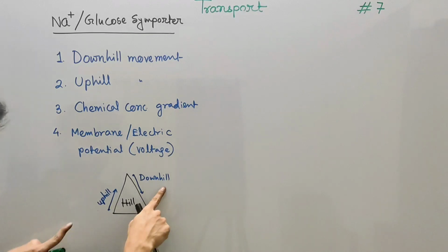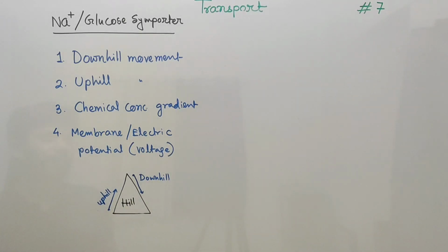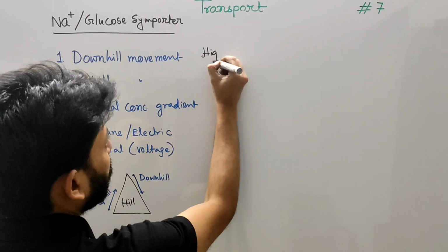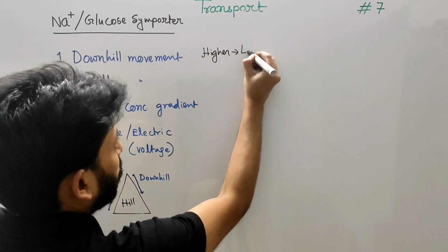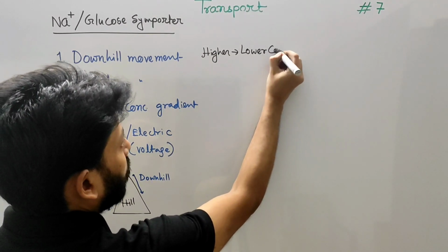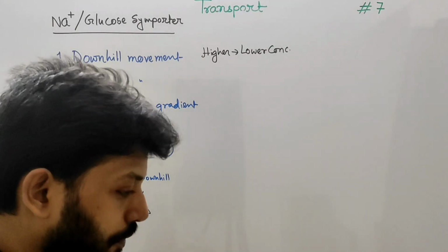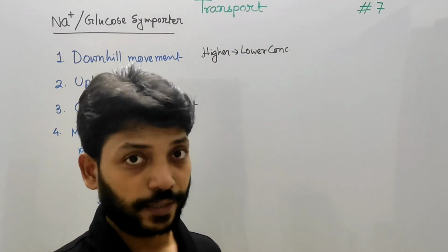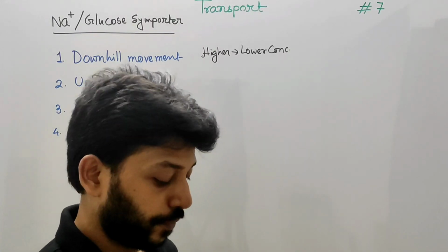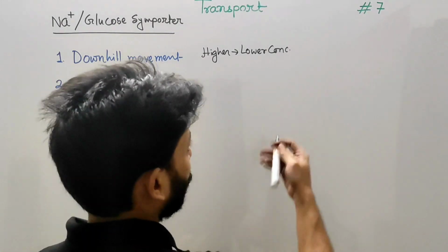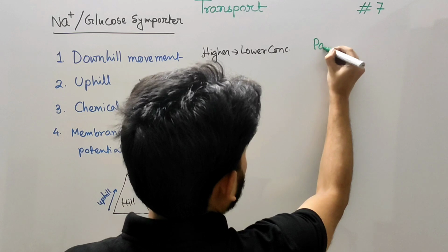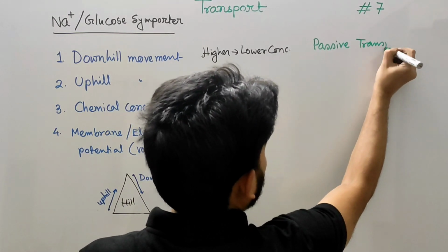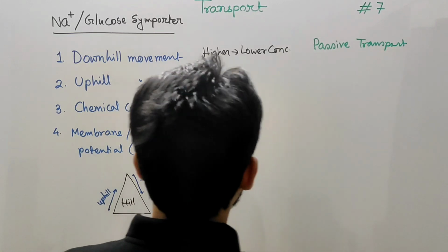Molecules also perform this downhill and uphill movement, and in case of downhill movement, molecules move from higher to lower concentration, and during this transport no energy is required because this is thermodynamically favorable. That's why this movement is called passive transport. So we have to understand these points at first. This is called passive transport.